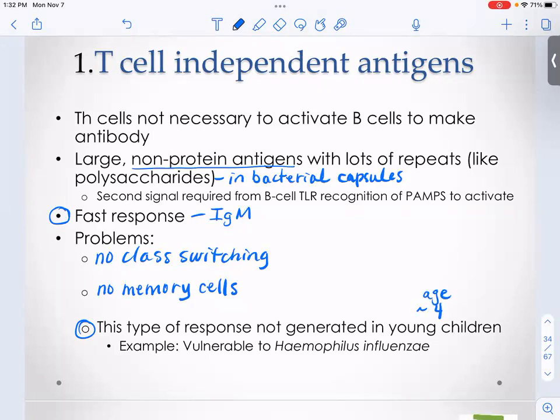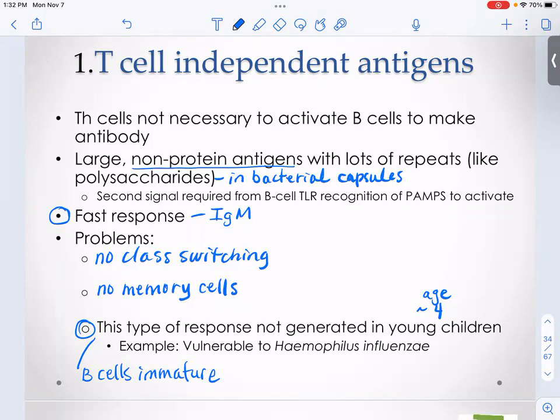These kids don't have much of a T cell independent response because their B cells are immature. As adults, we have more mature B cells apparently, and we have a really good response here. So for pathogens that have these T cell independent antigens, it's really important that we do what we can to protect young children from these pathogens.